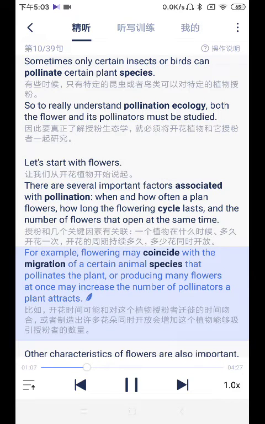For example, flowering may coincide with the migration of a certain animal species that pollinates the plant, or producing many flowers at once may increase the number of pollinators a plant attracts.